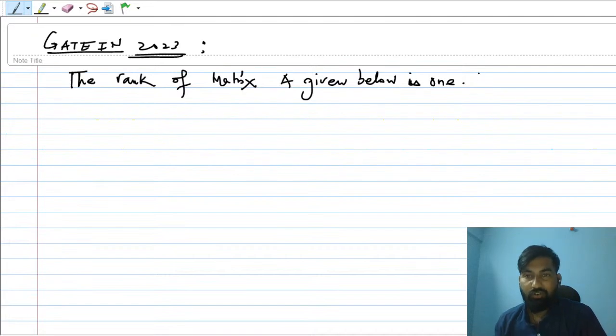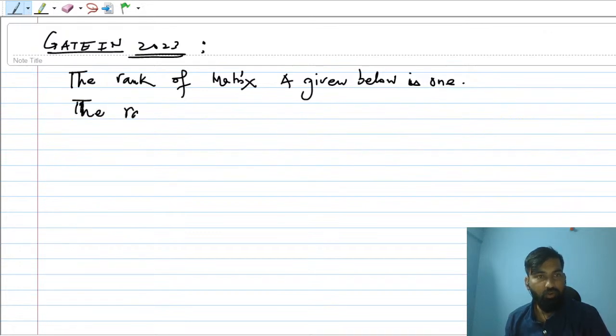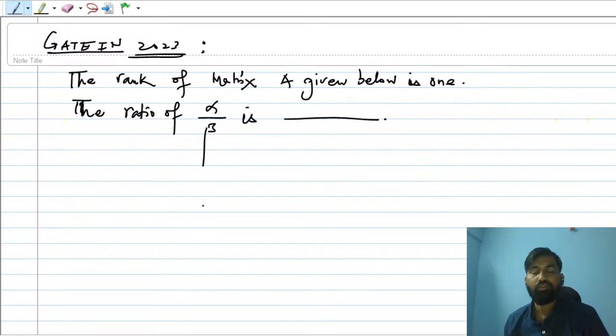Then what you have to find out is the ratio of alpha and beta. This question was very good. The ratio of alpha upon beta is what? So the question is: the rank of the matrix A given below is 1, and the ratio of alpha by beta is what? You have to answer this question rounded up to the nearest integer.